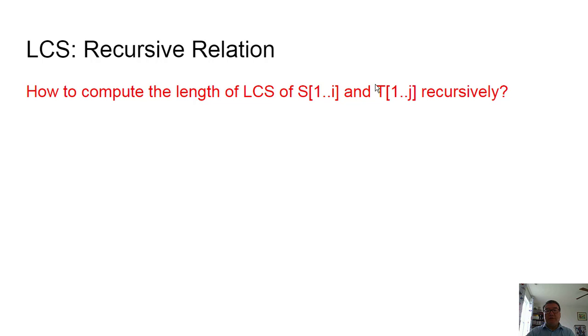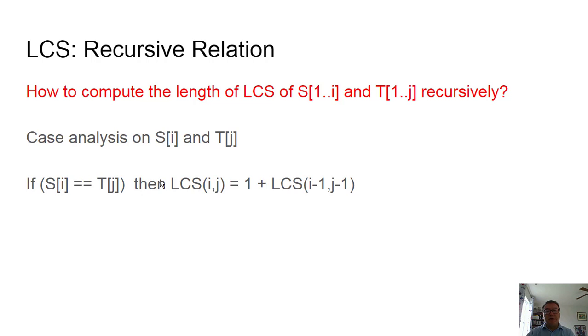In general, when you do this, it's almost always a case analysis. So we are looking at this prefix of s and prefix of t, and we assume that all shorter prefix combinations are solved. Then we look at the last letter. We look at si and tj. So there are two cases. One of them is they're equal.